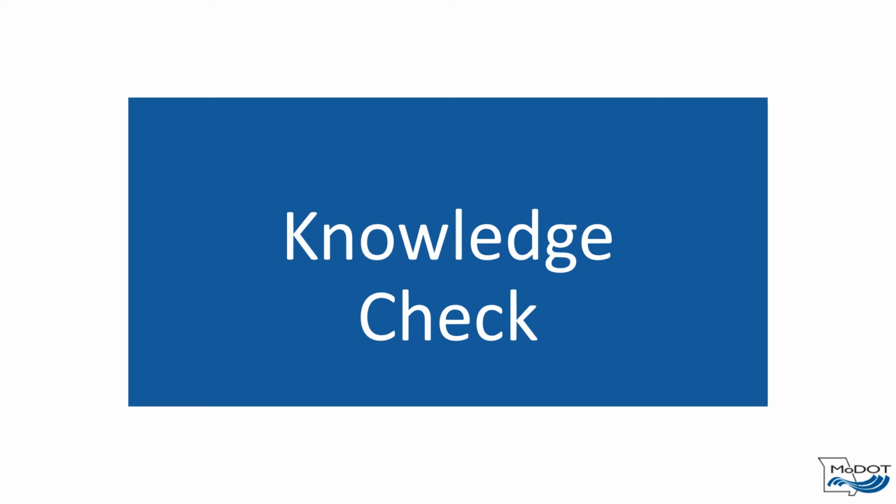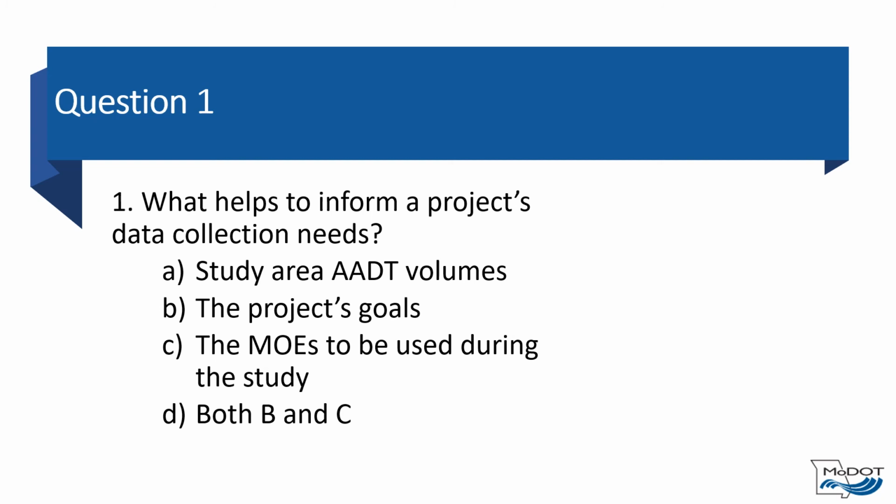Time to see what you know. Question 1. What helps to inform a project's data collection needs? The correct answer is D, both B and C. B is correct because the type of data that needs to be collected is based on the goals. As stated previously, developing an understanding of the data collection needs for a project takes place during project scoping. C is correct because the MOEs to be used during the study help inform the data collection needs. It is also important that analysts coordinate with MoDOT in determining data collection needs up front.